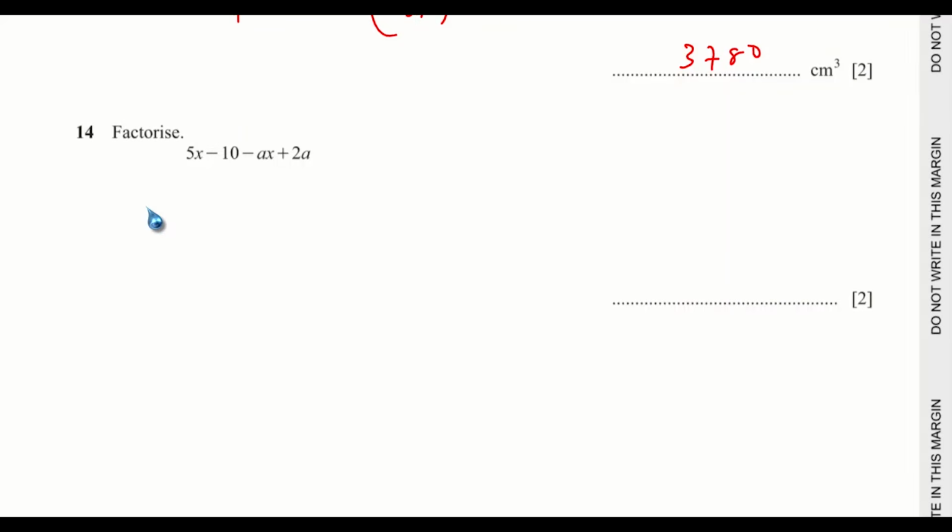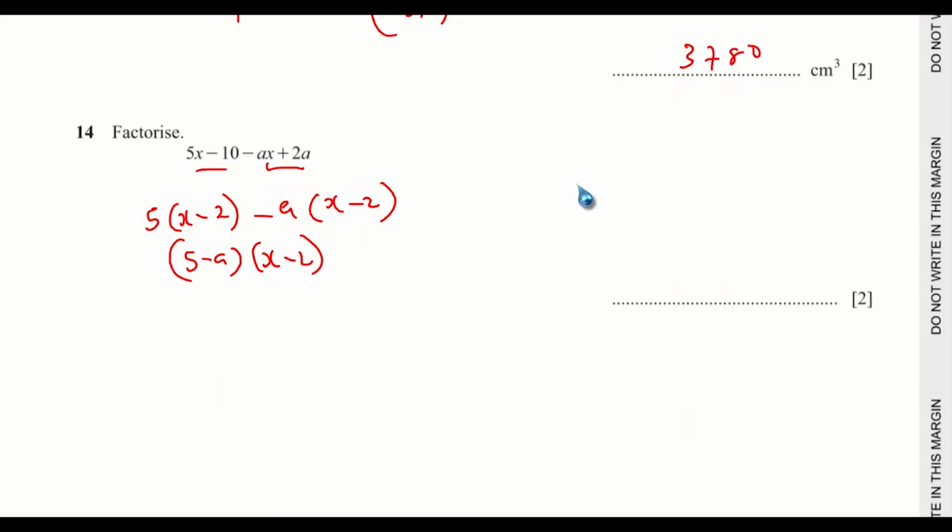Question 14. Factorize this. You can firstly try to group them into two the way it appears before you. If it doesn't work out, then you have to rearrange. So let's try. I'm taking these two. 5 is common, 5 into x minus 2. Then minus, what is common here is a into x minus 2. This is good for me. So I can now have 5 minus a into x minus 2 as my final answer. 5 minus a into x minus 2.